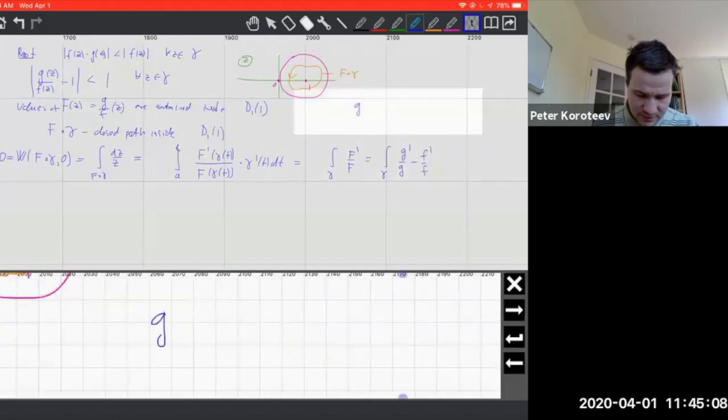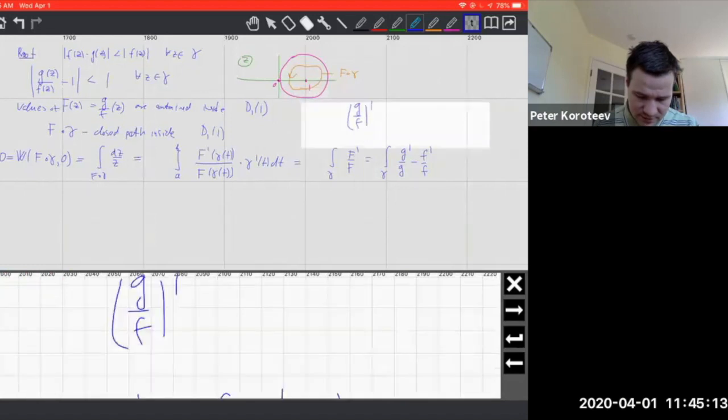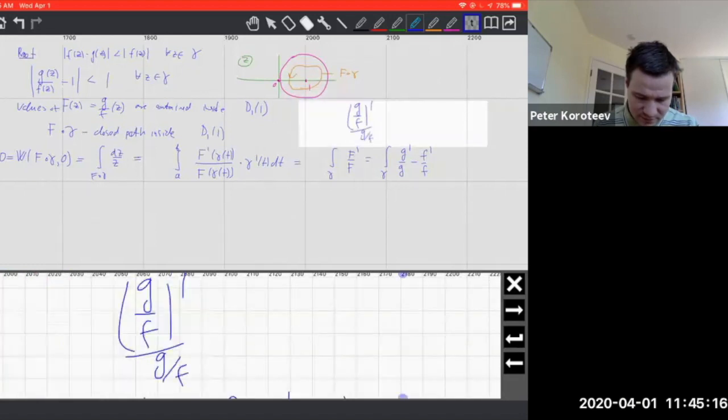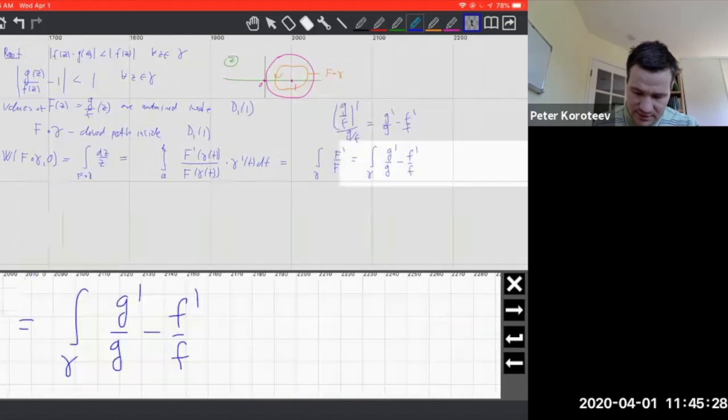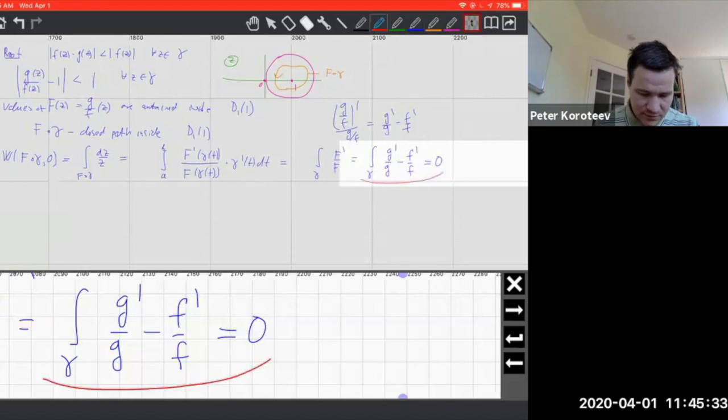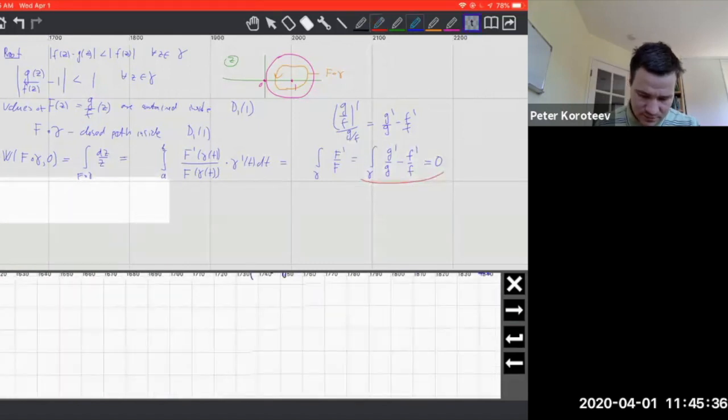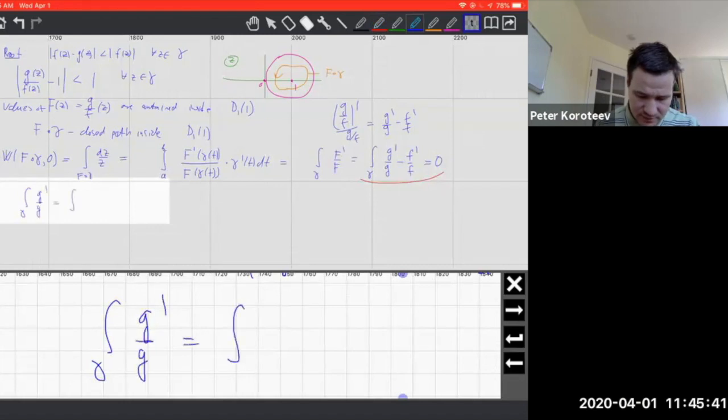So if you have (G over F) prime divided by G over F, you apply the formula, and then there'll be a minus sign from the quotient derivative, and you'll get G prime over G minus F prime over F. So this integral is equal to 0. And therefore the integral over gamma of G prime over G is equal to the integral over gamma of F prime over F.